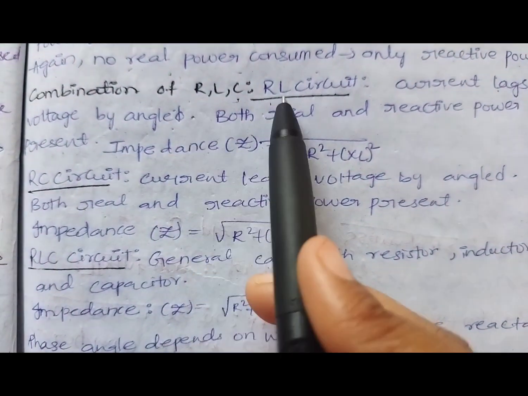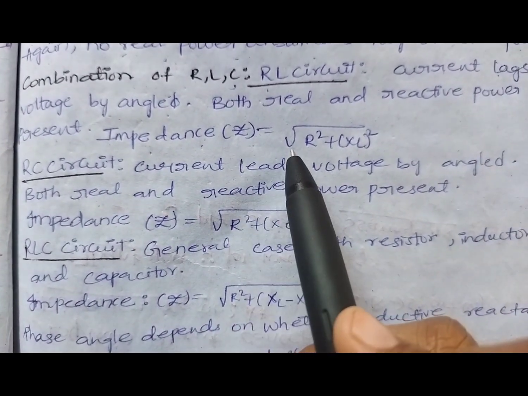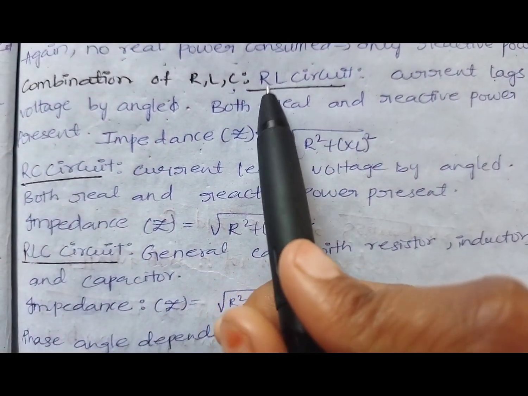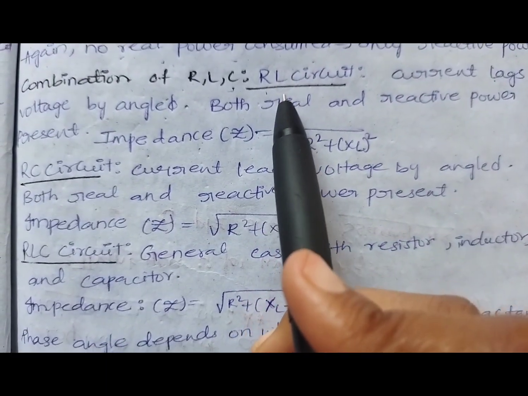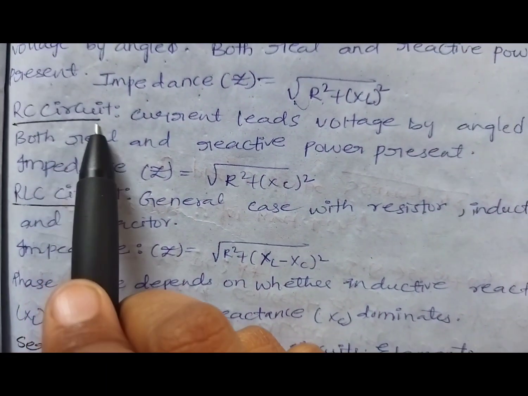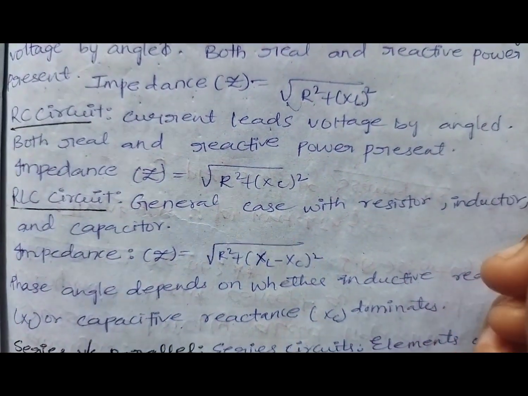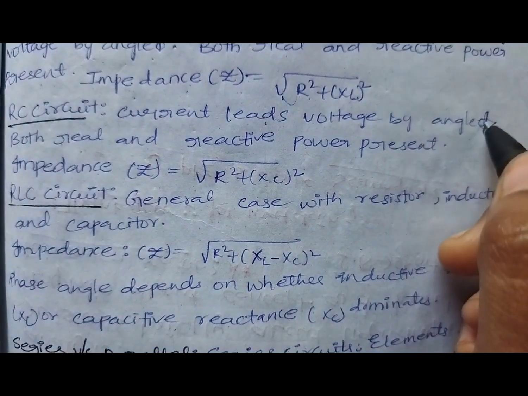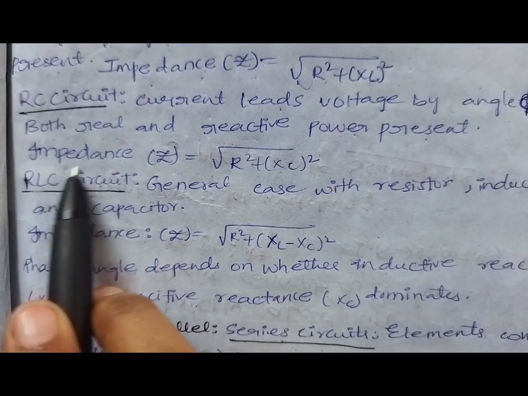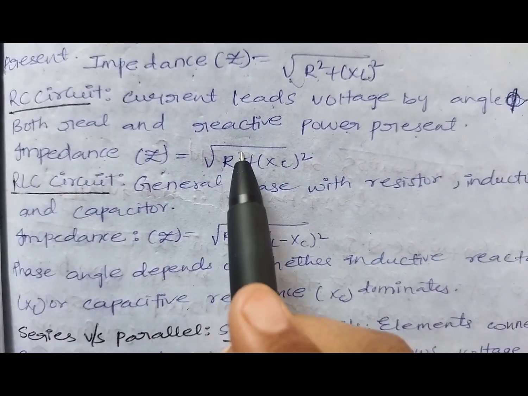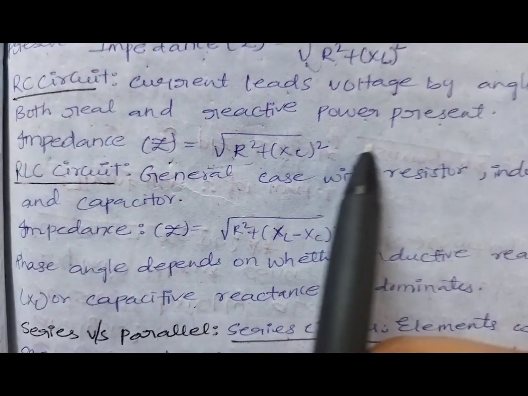Impedance Z equals the square root of R squared plus XL squared, where XL is the inductive reactance term. For an RC circuit, current leads voltage by angle phi, and both real and reactive power are present. Impedance Z equals the square root of R squared plus XC squared.